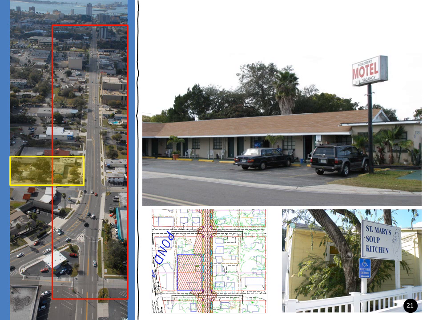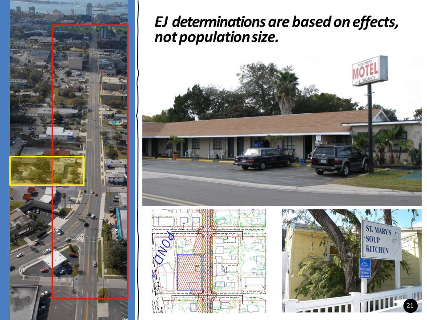Although these renter households represent a very small percentage of the census block group, the high adverse effect of losing an affordable place to live as a result of the project could be considered disproportionate. Keep in mind that environmental justice determinations are based on effects, not population size. We should be tuned in to the comparative impact of the project among population groups in the area.